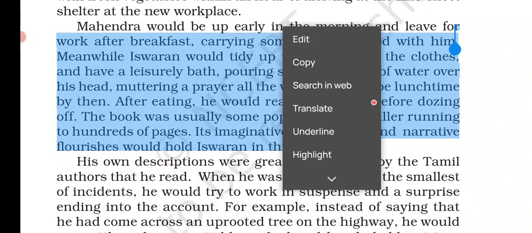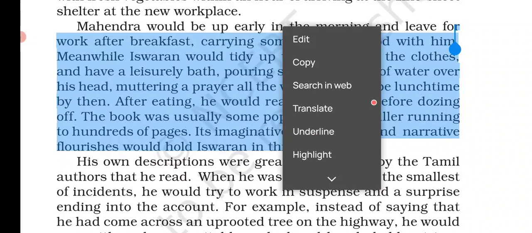So, what is Mahendra's schedule? He would wake up early in the morning, get ready, and leave for work, for his office, after eating his breakfast, and he would also carry his lunch along with him. And meanwhile, in Mahendra's absence, what will Ishwaran do? He would clean the house, wash Mahendra's clothes, and then take a bath. While taking a bath, he would mutter, he would say prayers in a low voice, and then he would eat his lunch.